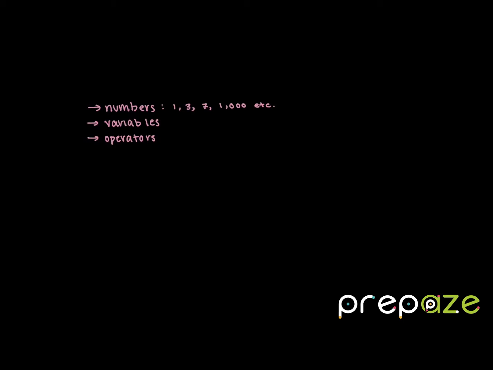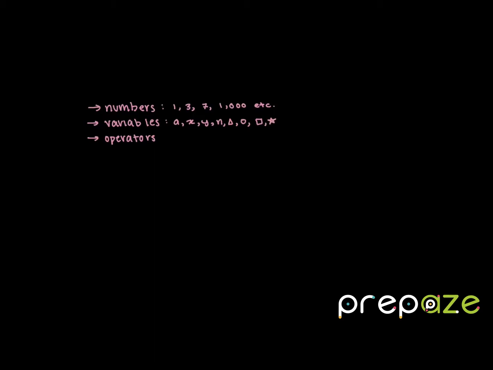The next thing we have are variables. Now, remember, a variable is just some symbol or some letter that represents an unknown value. Variables can either come in the form of a letter, such as A, X, Y, or N, but they can also come in the form of a shape, like a triangle, a circle, a square, or a star.